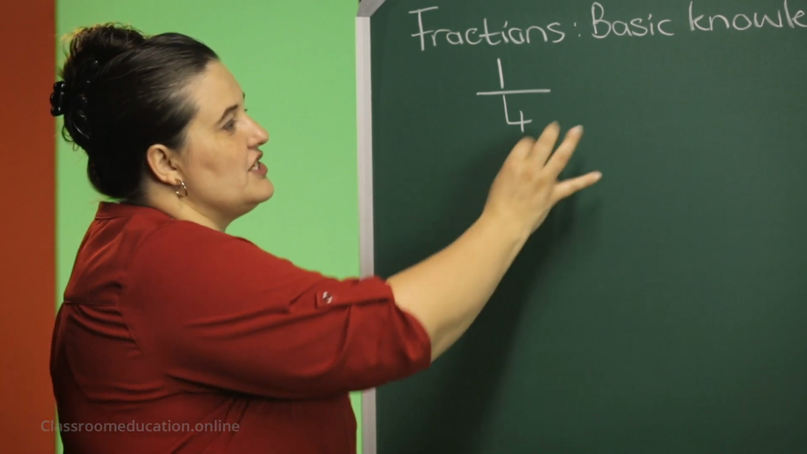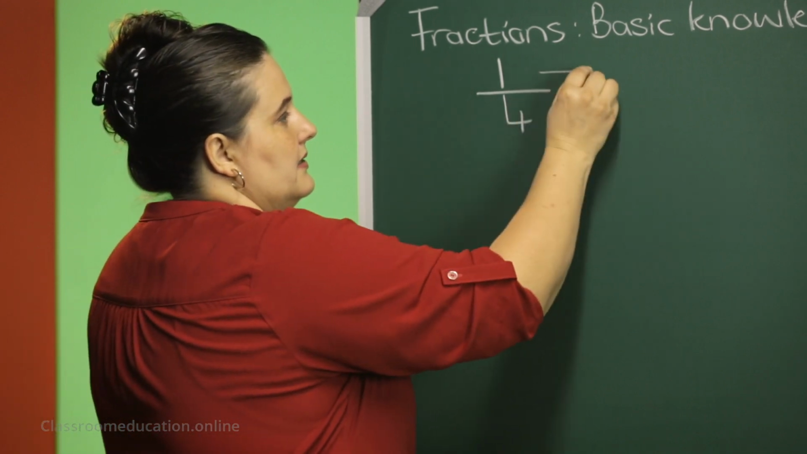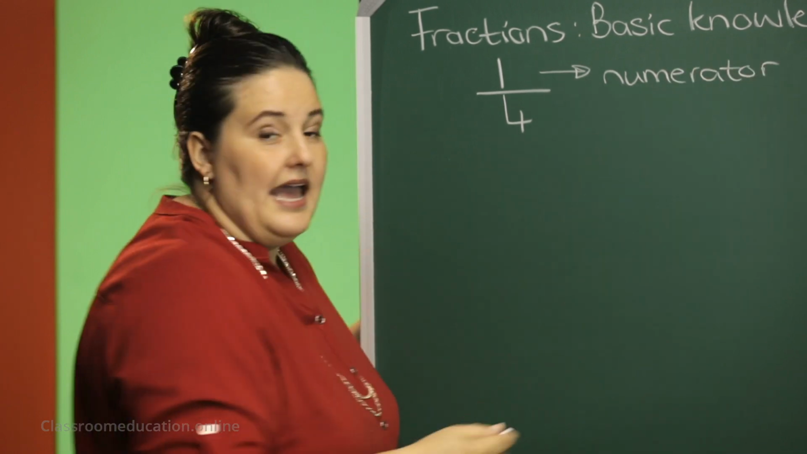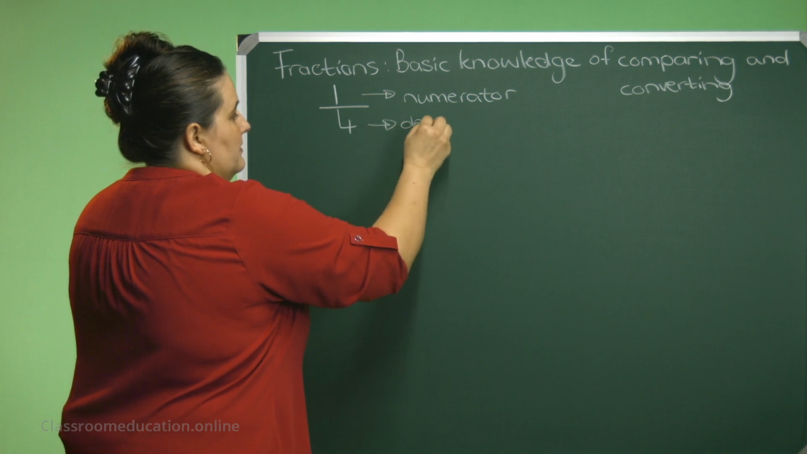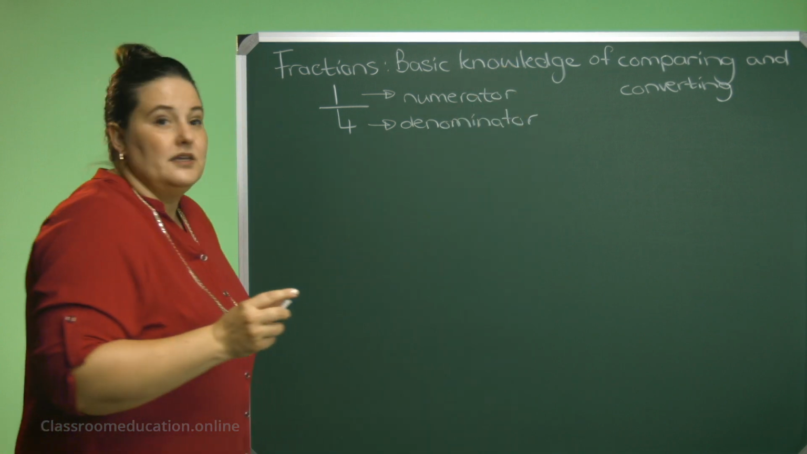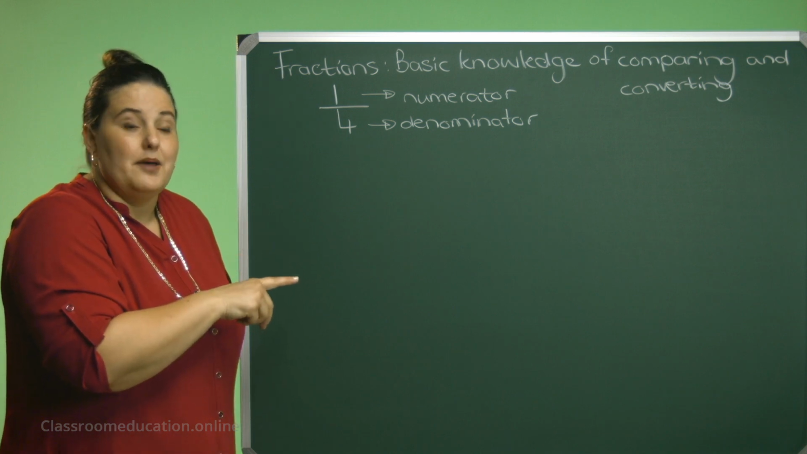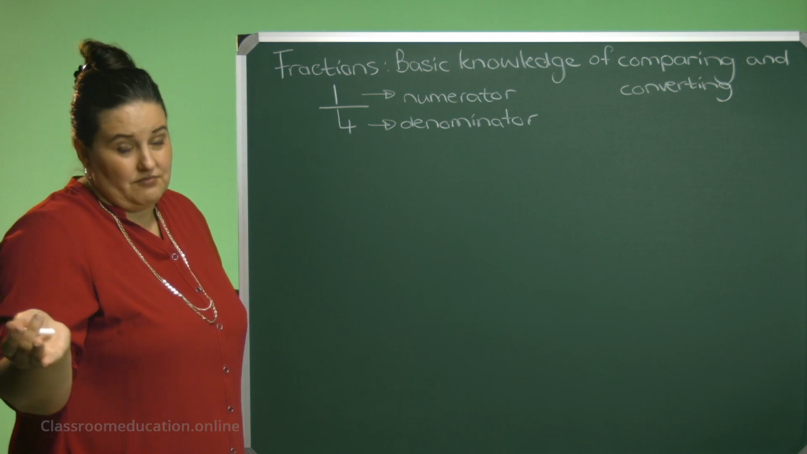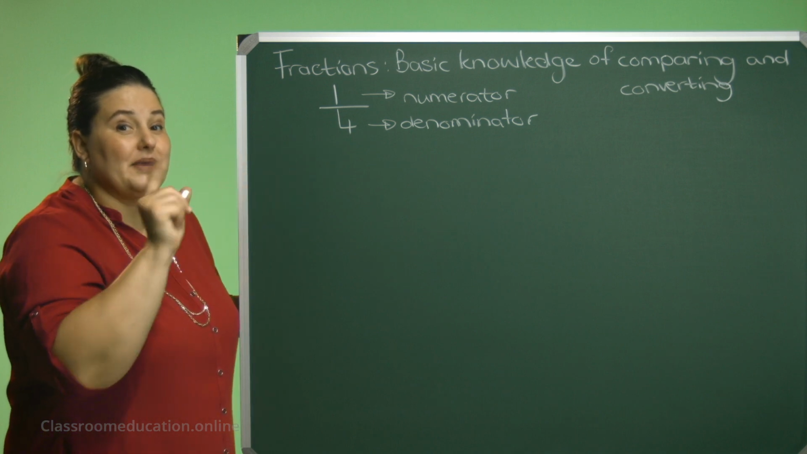Now we write fractions like this. The top value we will call the numerator. And the bottom part we call the denominator. So the numerator is the top part and the denominator is the bottom part. But the denominator, and this is the most important thing, means that the chocolate, for instance, in this example, had to be divided into 4 equal pieces.